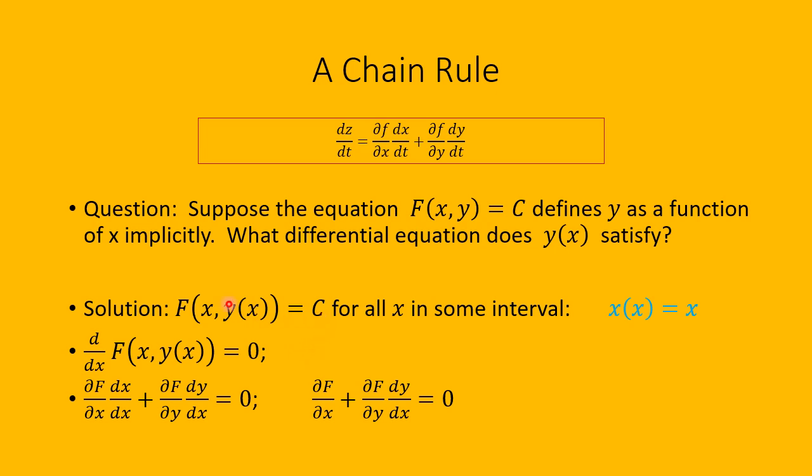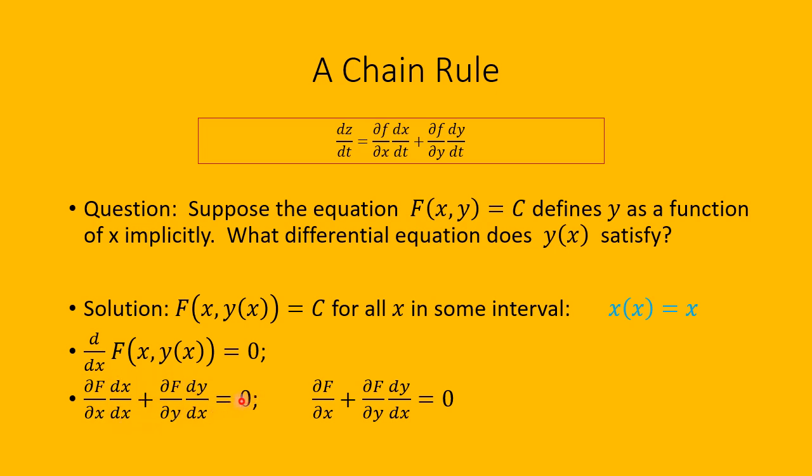So what can we do with this equation? Let's differentiate both sides with respect to x. So on the left, we get the derivative with respect to x of this function. On the other side, the derivative with respect to x of a constant is 0. Now, on this derivative, we can use the chain rule that we just saw up here. So this is going to be the partial derivative of f with respect to x times the derivative of x with respect to x, plus the partial of f with respect to y times the derivative of y with respect to x. So this derivative by the chain rule equals this stuff.